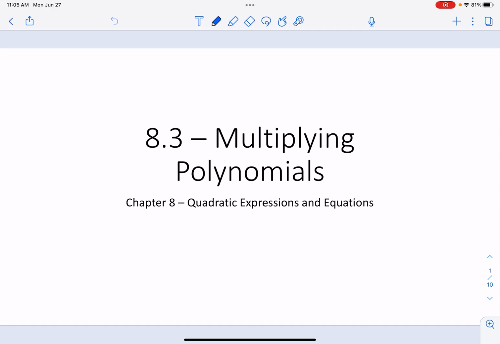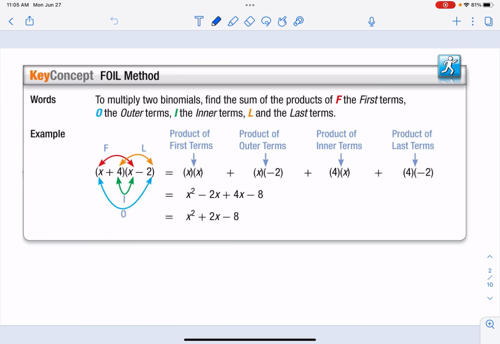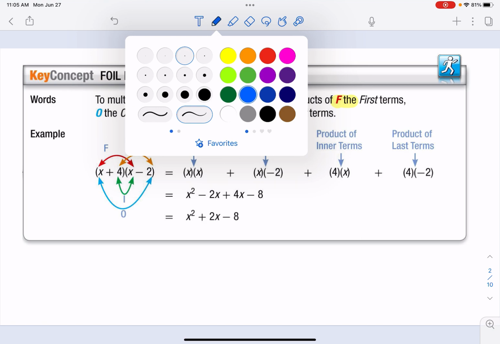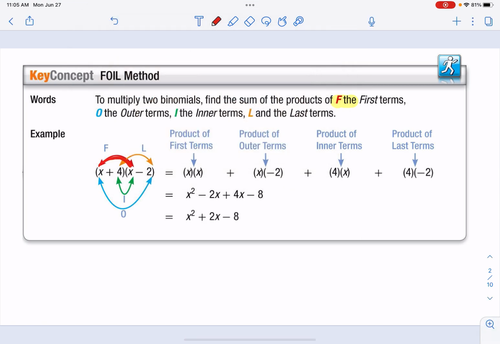In this video, we're going to talk about multiplying polynomials together. Now, there's a common method called the FOIL method, where we have the first terms. F stands for the first terms. So you multiply the first terms together. So in this case, it was x times x.